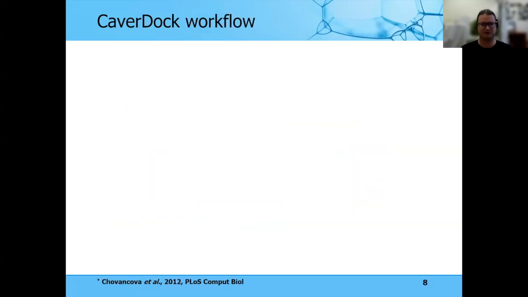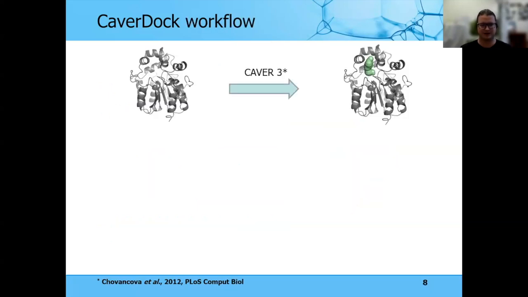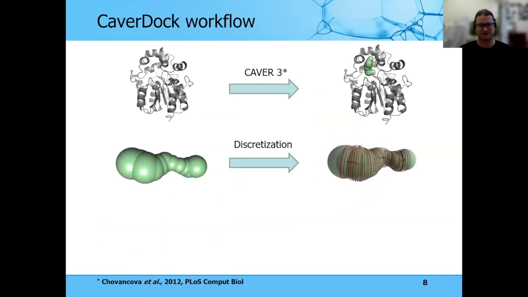So how can you run CaverDock? First and foremost, you need to pick the protein of interest and its protein structure. And then in the next step, you need to calculate tunnels, for example, with Caver. Afterwards, you need to extract the 3D representation of the tunnel and discretize it with a provided tool, which is part of the CaverDock package, which slices this 3D representation into disks.